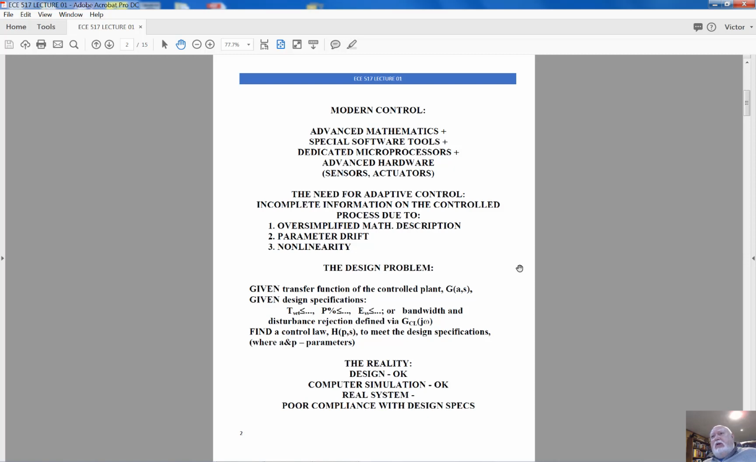Let me tell you that modern control includes advanced mathematics, special software tools. It includes dedicated microprocessors like flight control computer. It includes advanced hardware, sensors, actuators, and similar devices. Why do we need adaptive control? We need adaptive control because of incomplete information on the controlled process that control system designers and users of control systems are facing on a regular basis.